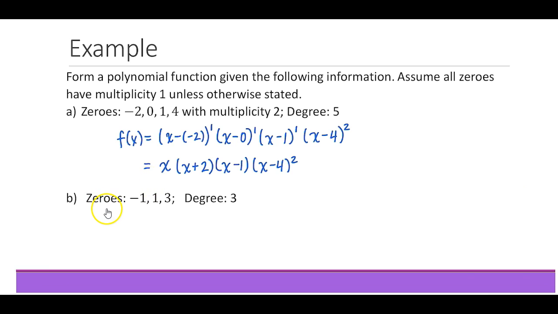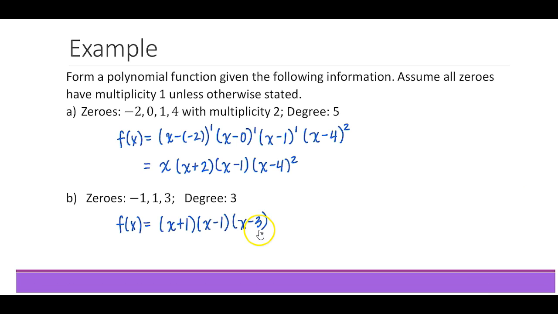And then in part B, we have to create a polynomial with zeros -1, 1, and 3. So we just assume they're all multiplicity 1, and this polynomial needs to have degree 3 overall. So we're looking at f of x equals x minus -1, so we want to be able to jump straight to x plus 1. And then our other factors will be x minus 1 and x minus 3 to ensure that we get the zeros of 1 and 3, all with multiplicity 1.